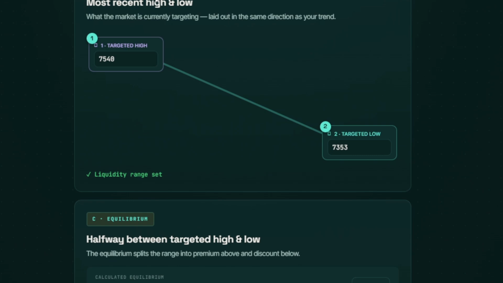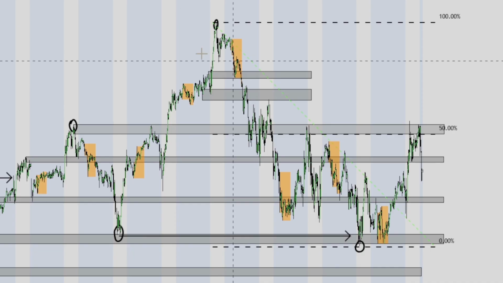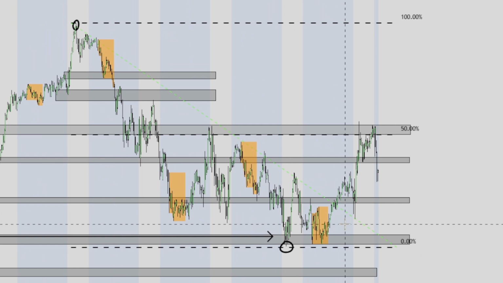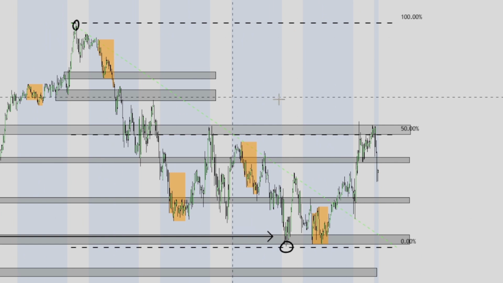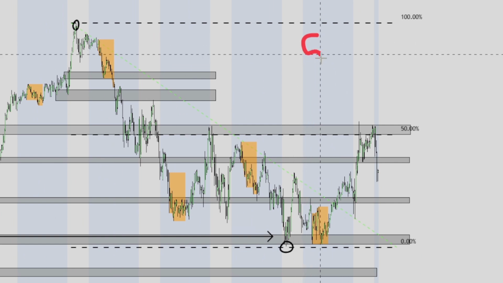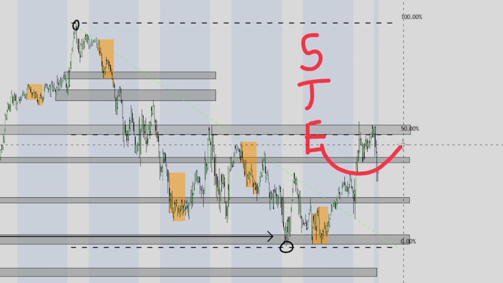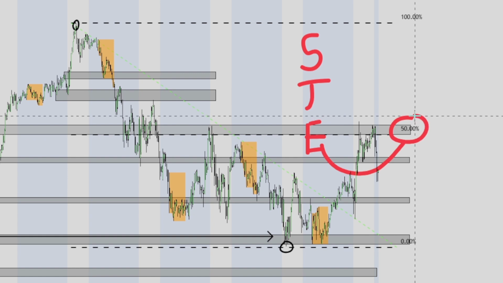So now what we can do is we have zoomed in to the most recent high and the most recent low. This is our dealing range, okay? So we've covered halfway through. So we've done structure, we've done targeted liquidity. Now we're moving on to the E, right? Now this E is the equilibrium, the 50% area.